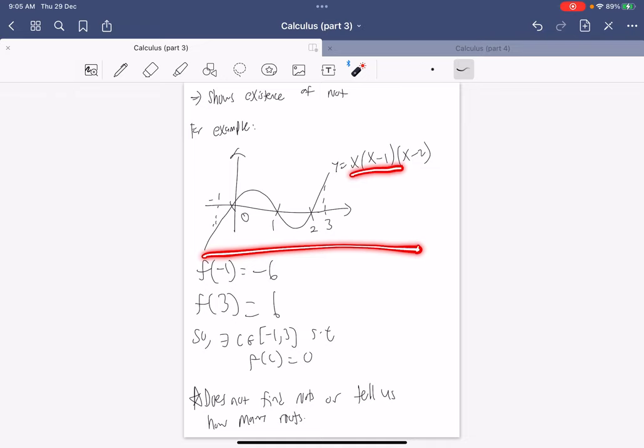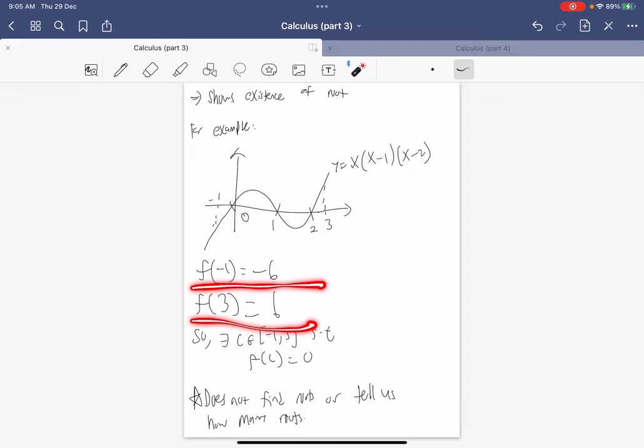For example, we get the following function here. And let's say we do not know how to find roots. Then, we just need to find 2 points such that they are different in sign. For example, f evaluated at -1 is -6, and f evaluated at 3 is 6. And so, we know it traverses from -6 to 6 in some fashion, and so it must cut the x-axis at a certain point. And so we can say there exists a root c such that f(c) equals 0.